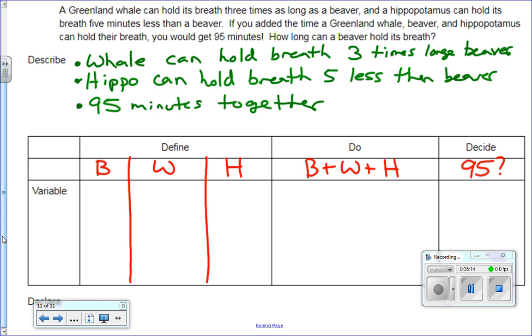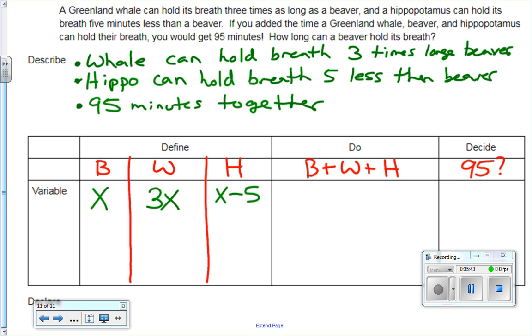All right, so what are my variables? Which one's going to be x? The beaver is going to be x. So what do I write for the whale? It's x times 3. So instead of writing x times 3, you always want to make it 3x, because otherwise you might add it in the wrong spot. All right, so what's going to be for the hippopotamus? X minus 5.